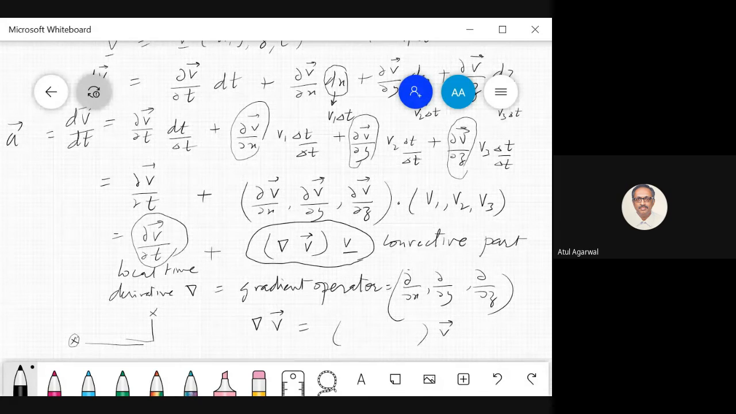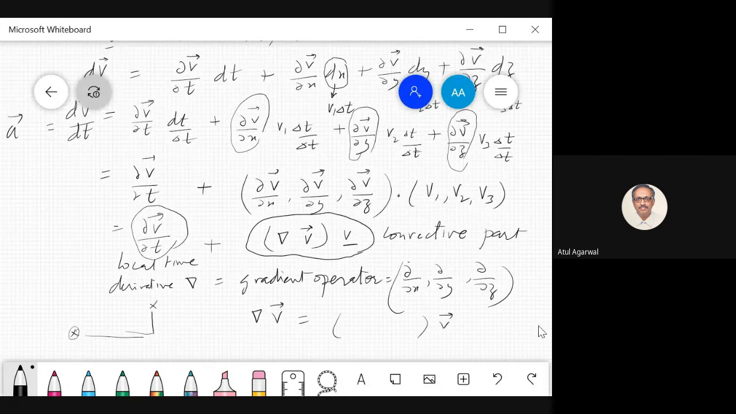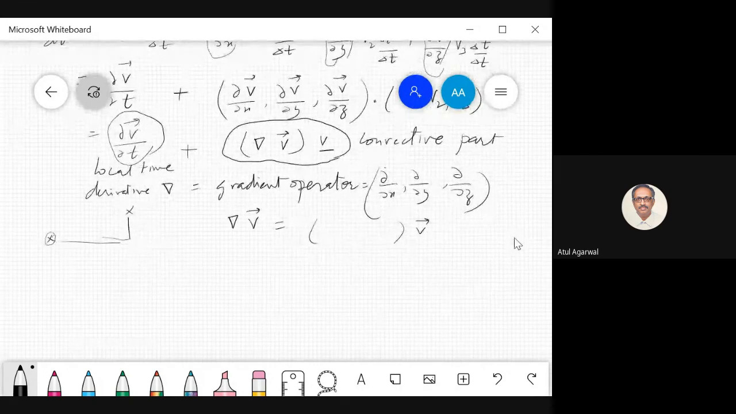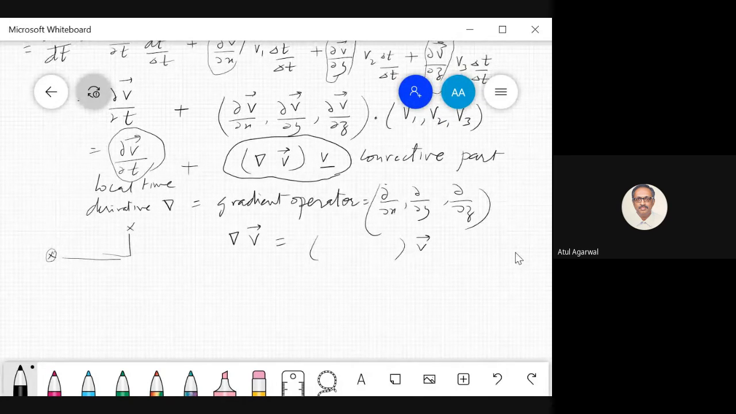So you go through it again. I will be putting the recording so that you understand. If you play it again, you will understand it better. So this term has appeared because you have done a spatial description of velocity. You are given velocity as a function of space and time. Particle was here, it acquires this velocity. Particle comes to this position, it acquires the velocity corresponding to this position.